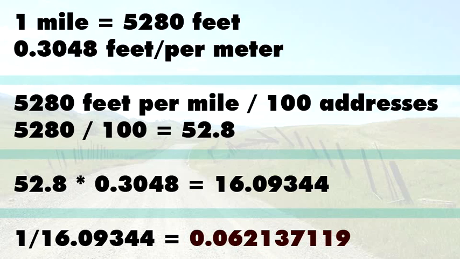We then calculate the inverse of this number, 1 divided by 16.09344. The result is what we will multiply our measures by, 0.062137119. Why did we need to use the feet to meters conversion factor of 0.3048?